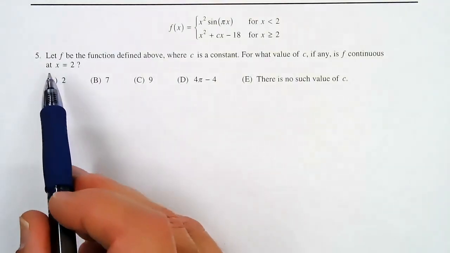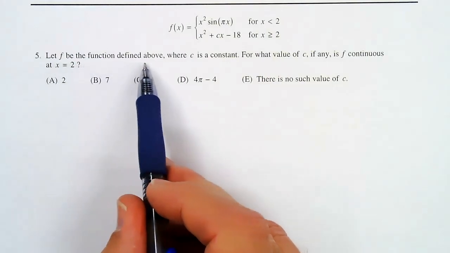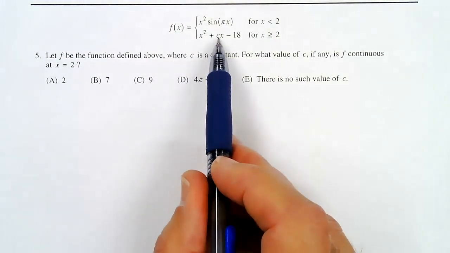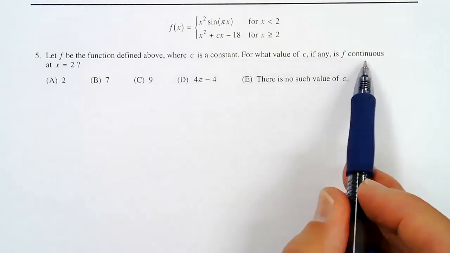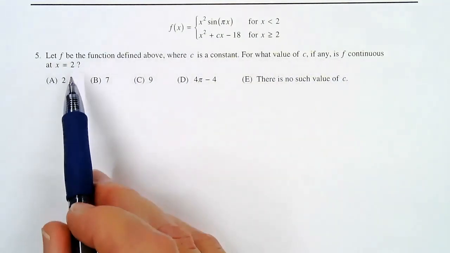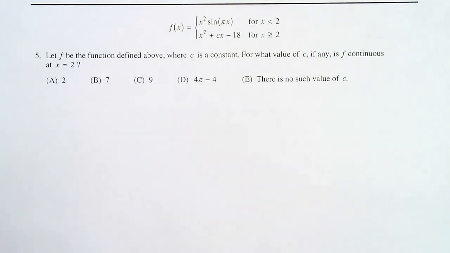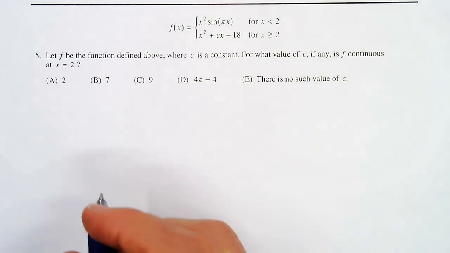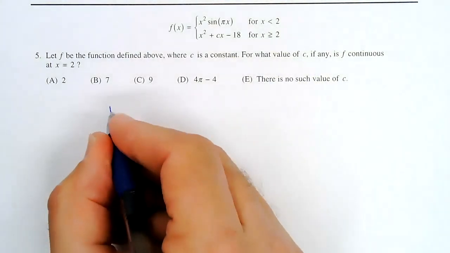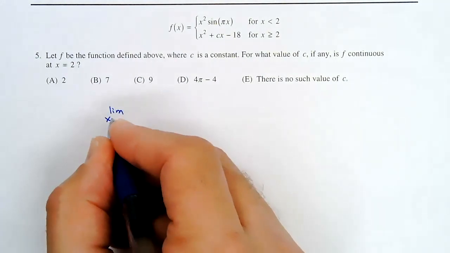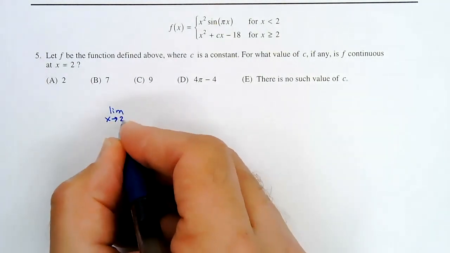So problem number 5, they're saying let f be the function defined above, where c is a constant. So c right here is a constant. For what value of c, if any, is f continuous at x equals 2? So one thing is the limit has to exist at 2, the function has to exist, and for the limit to exist, the one-sided limits have to be equal to each other. So for this to exist, we have to find the limit as x approaches 2 from the left.